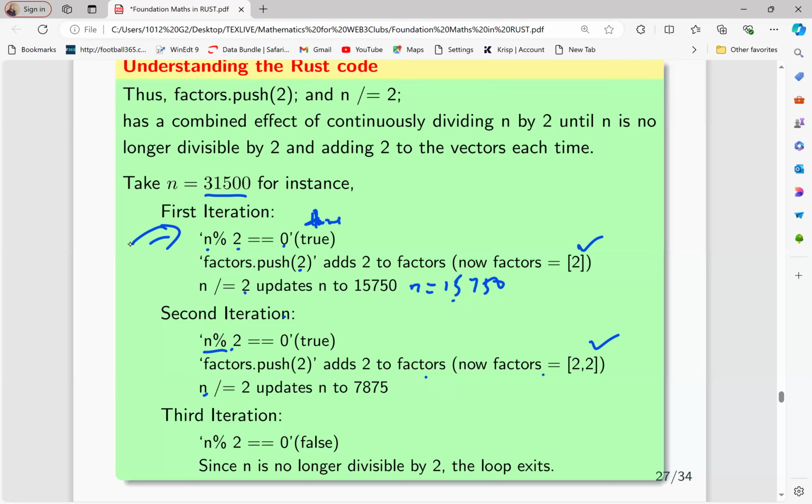So update our n. Our new n now becomes the old n, which was 15,750, divided by 2. So now our new n is 7875. That's why we say it's immutable. Now we go through the same while loop. We check if this number is divisible by 2. When you check that condition and find that it's not divisible by 2, the program will say that is false. So the number is not divisible by 2.